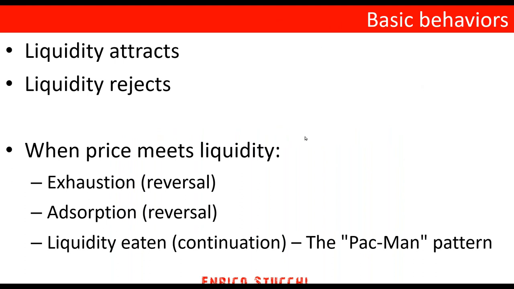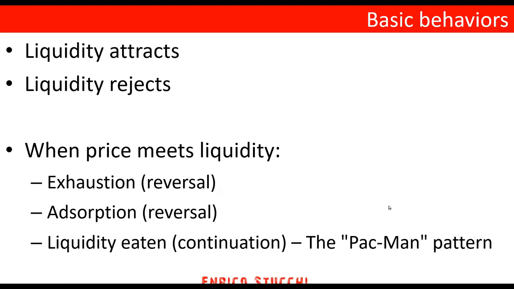Okay, now let's see some basic behaviors on using Bookmap. The basic behavior is that liquidity attracts like a magnet, but liquidity can also reject. You have to pay a lot of attention when price meets liquidity, because it can be a turning point in the market. So you can have exhaustion, which is a reversal pattern, absorption, which is generally a reversal pattern, or the liquidity can be eaten, so you have a continuation pattern.